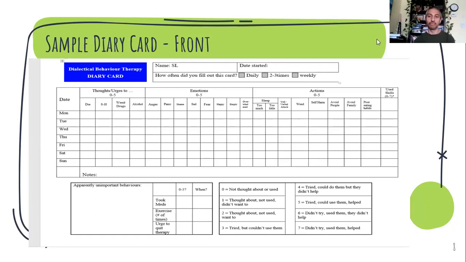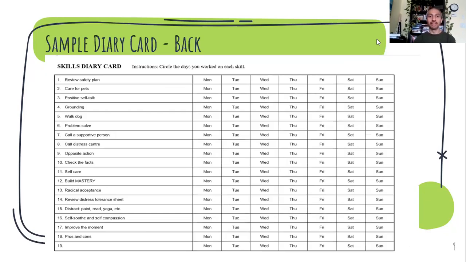That's what's focused on. So if their sleep problems are contributing to the suicidal ideation, then we would look at sleep as something that we have to monitor closely through the therapy. We'd also monitor the skills that are used. On the backside, they're circling every skill that they use throughout the day. And we want to see this page filled up as much as possible, right? So everything that they've done.